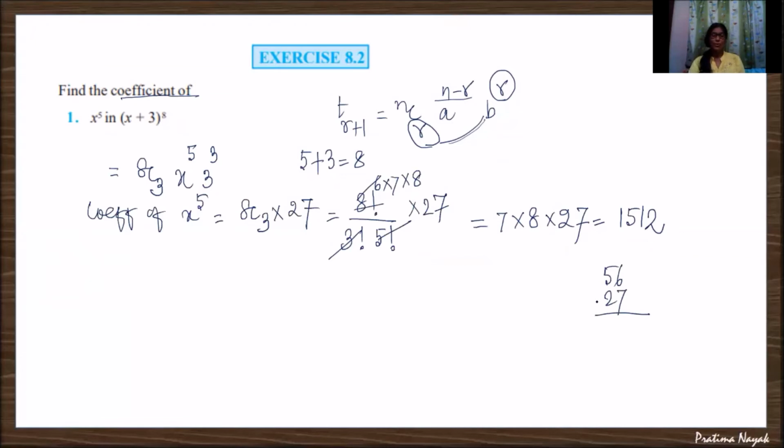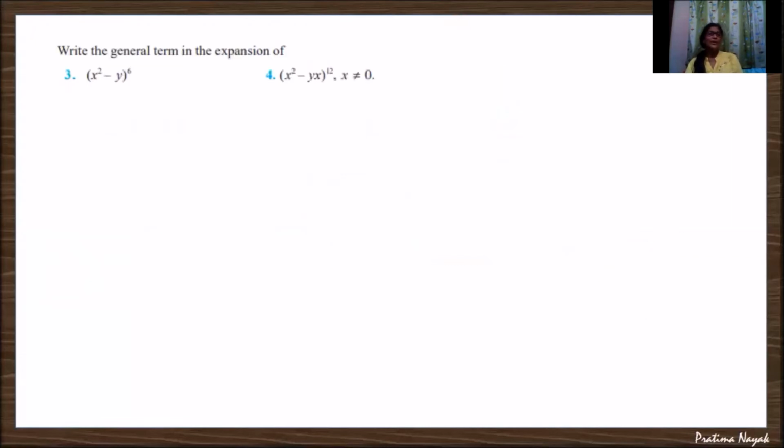This gives you 1512. Next is: write the general term in this expansion. You have to write the general term. And there are negative signs, so you should take care.